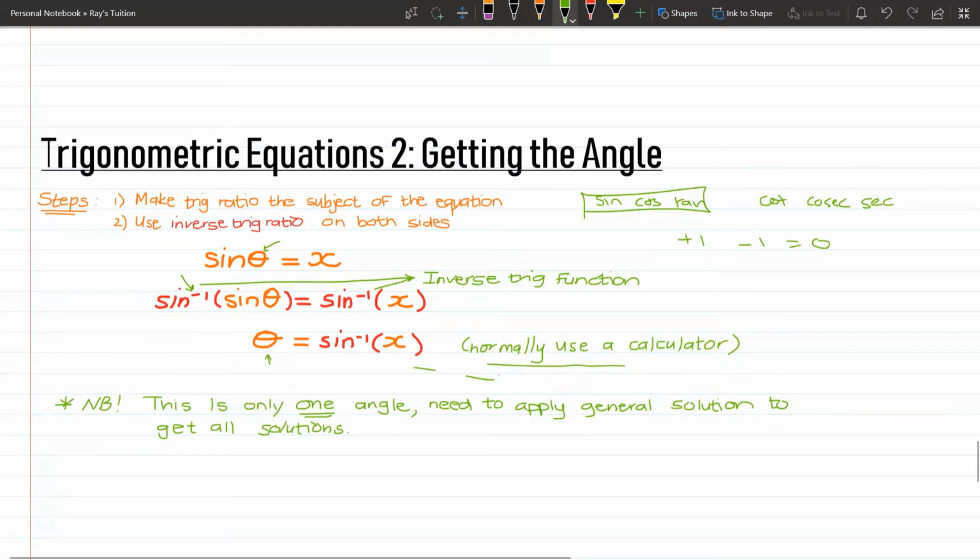So we spoke about the trig function, and what makes it different from normal equations is that the answer is repetitive. So to get all of the repetitions, we're going to have to apply the general solution, which we will look at in the next video. So this video is just about getting the angle. So let us have a look at an example.